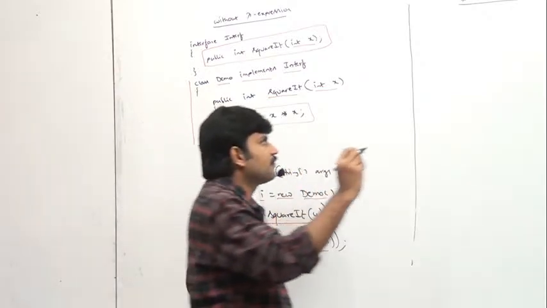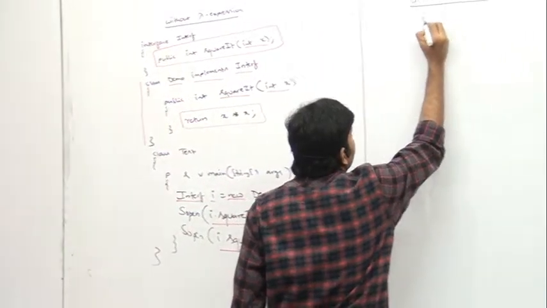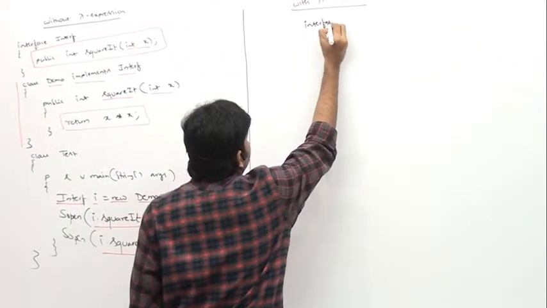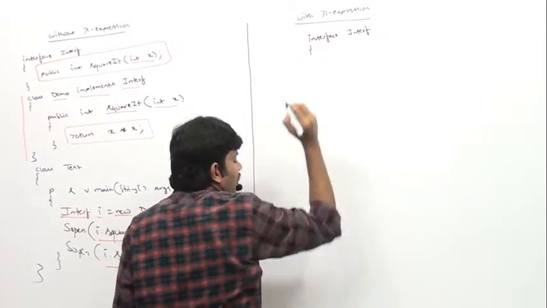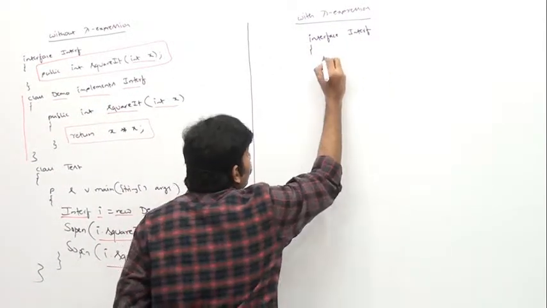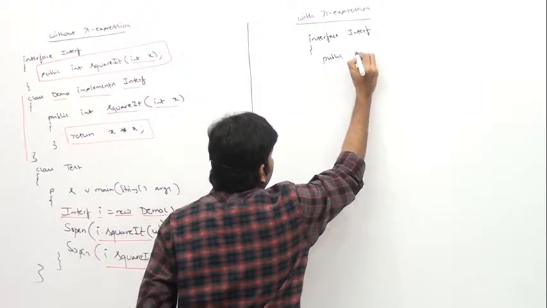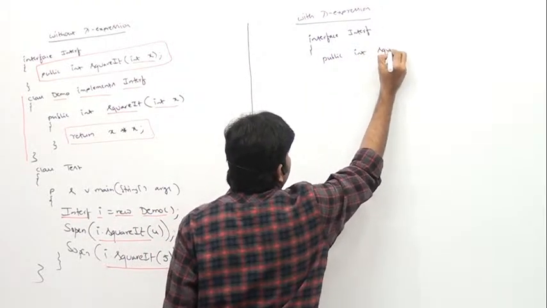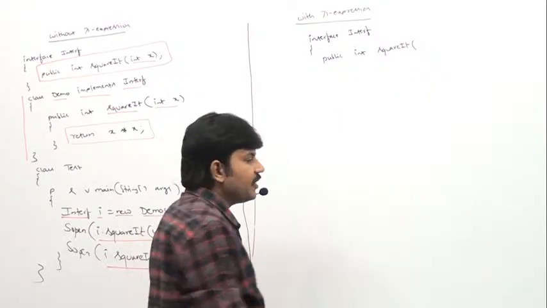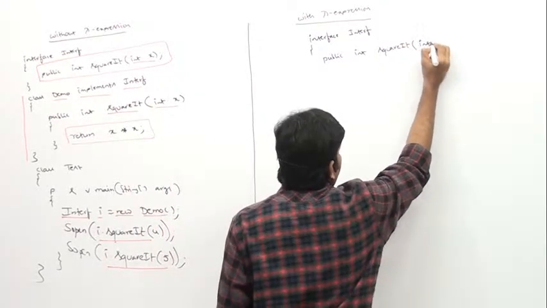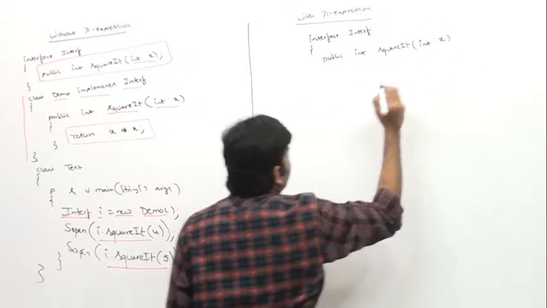Have a look once. Here, interface Interf. Can you spell out what the method is? Public int, what is the method? squareIt, public int squareIt(int x).